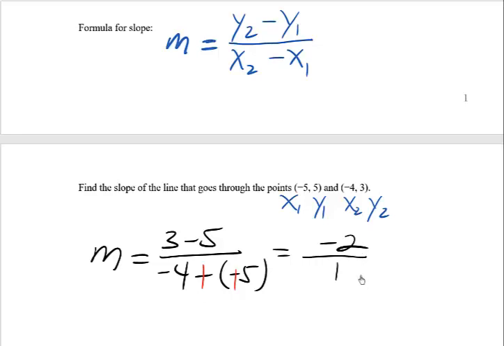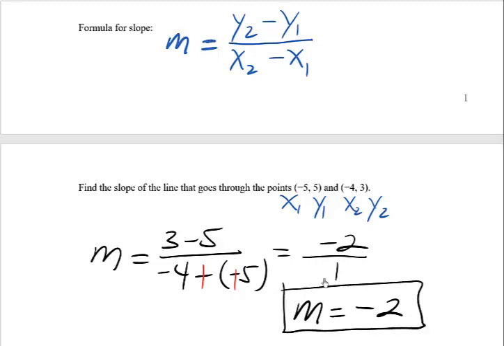Now you are always expected to simplify your final slope answer. We didn't really need to do that in the last example, but if you can reduce or if you can divide evenly, then you go ahead and do that. Well, negative 2 divided by 1 has a nice answer, and so my final answer to this problem would be the slope is negative 2.